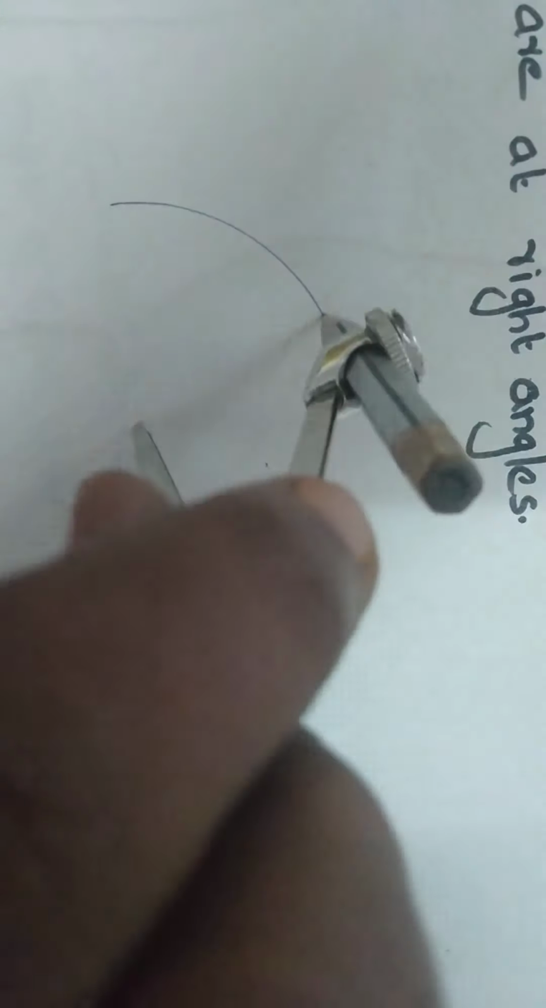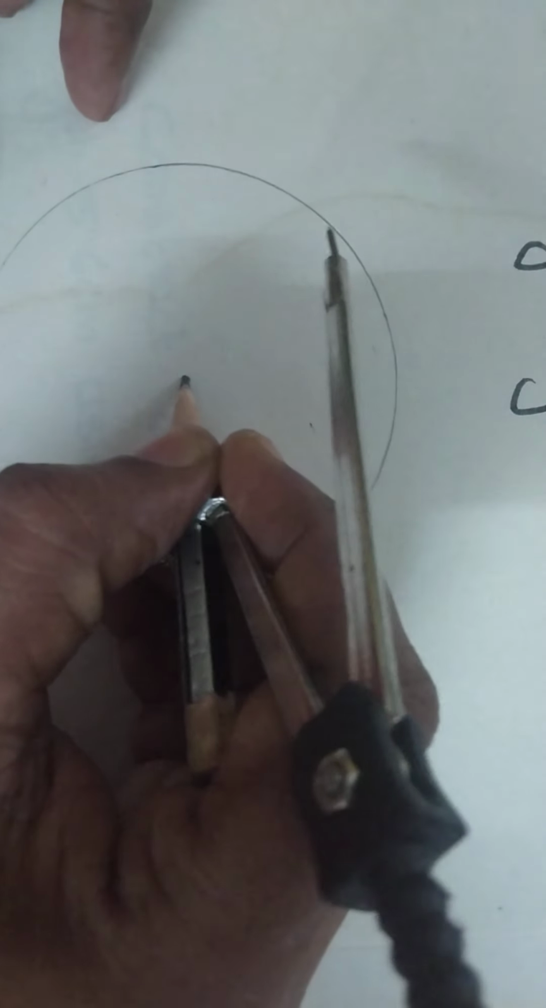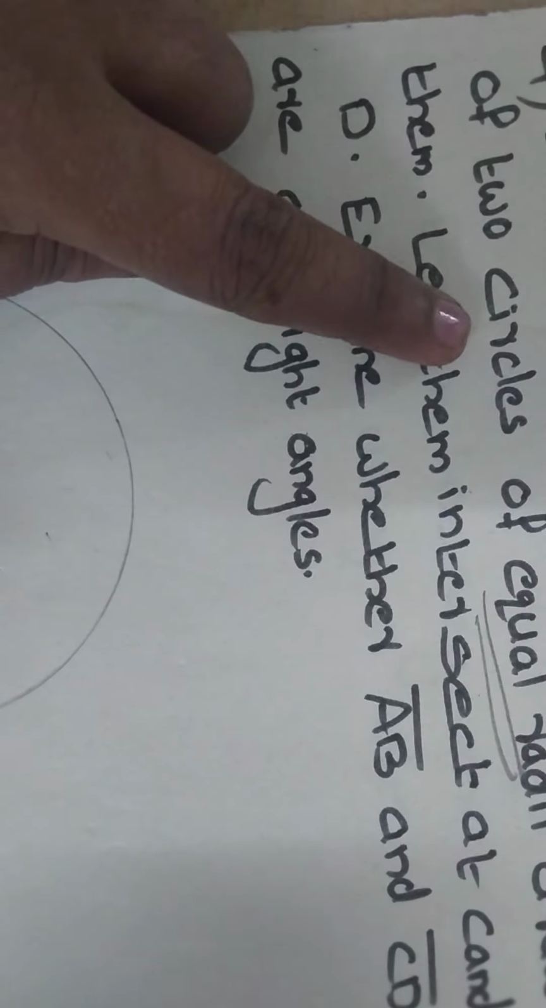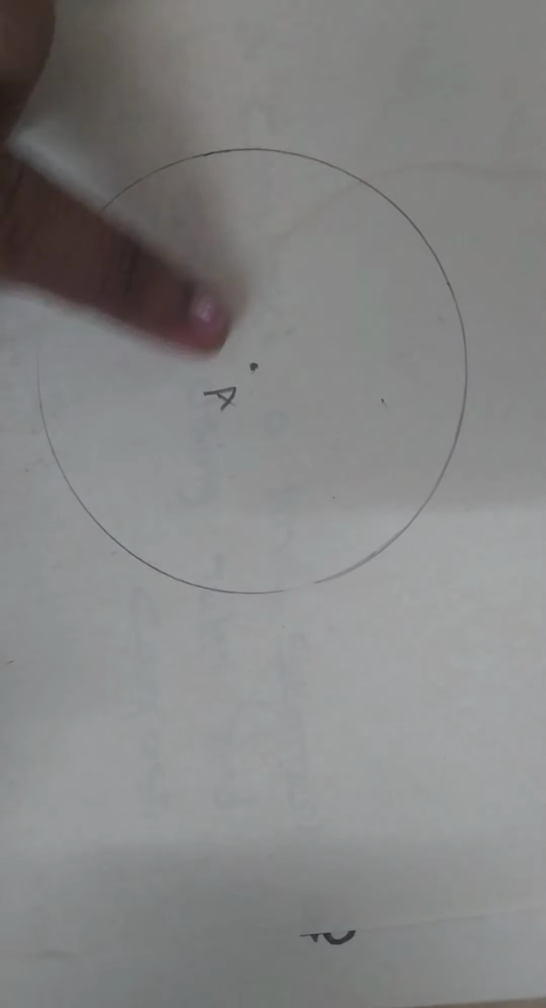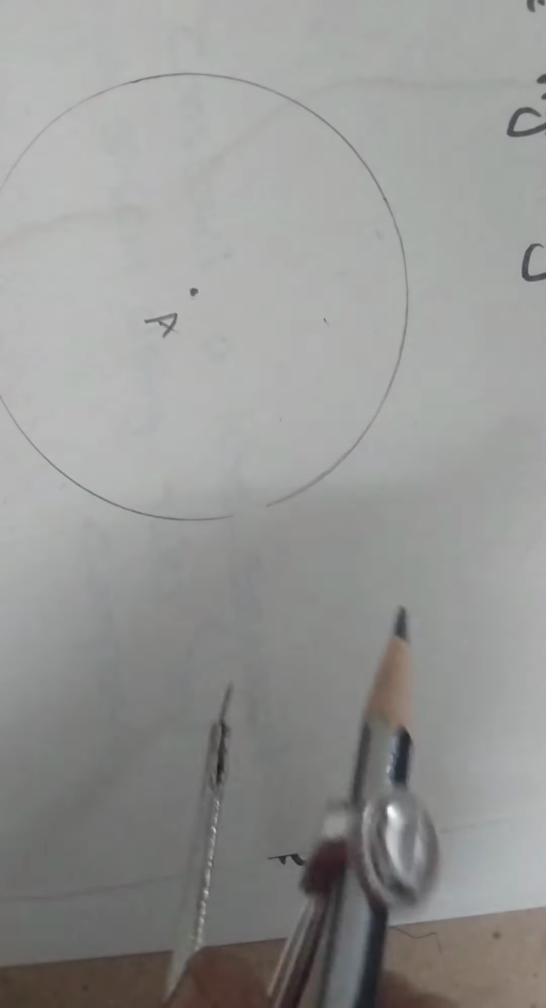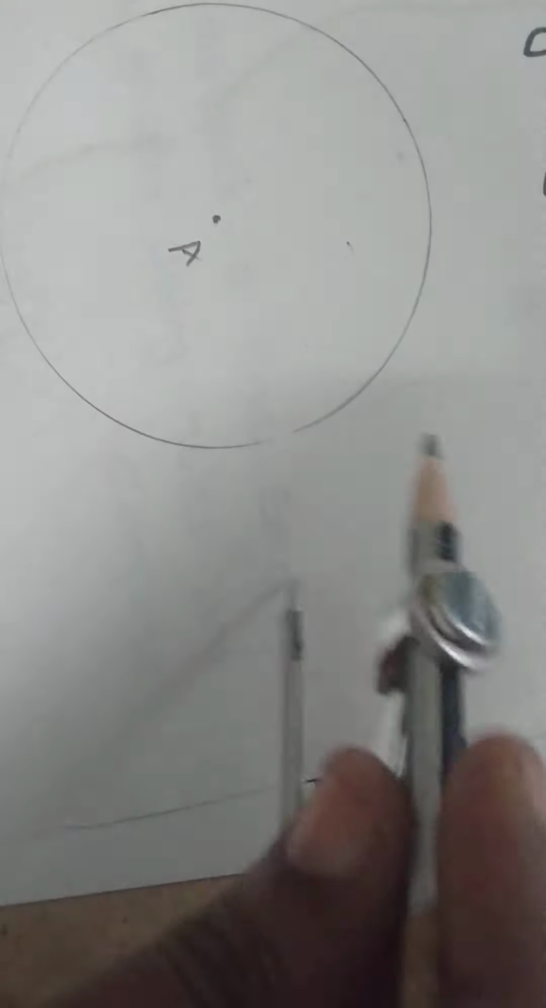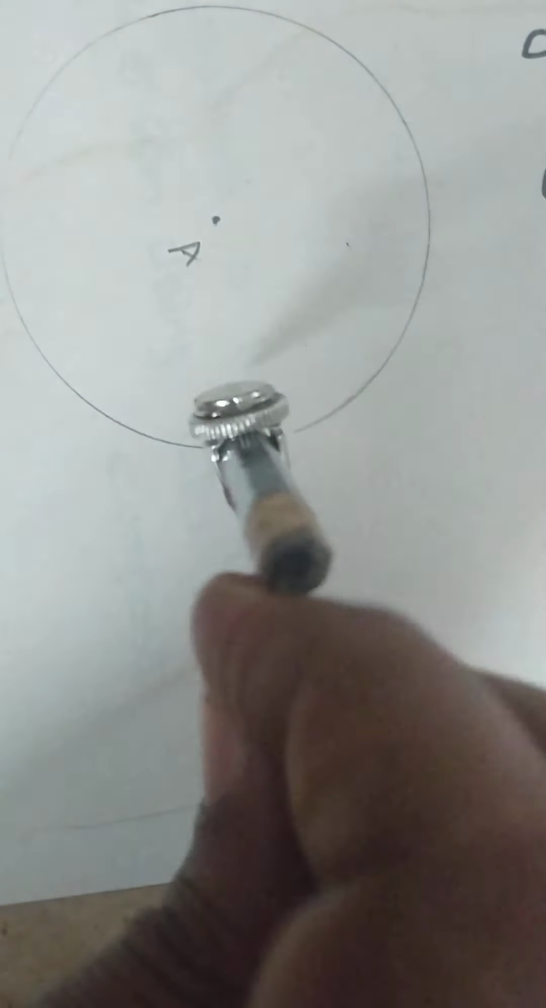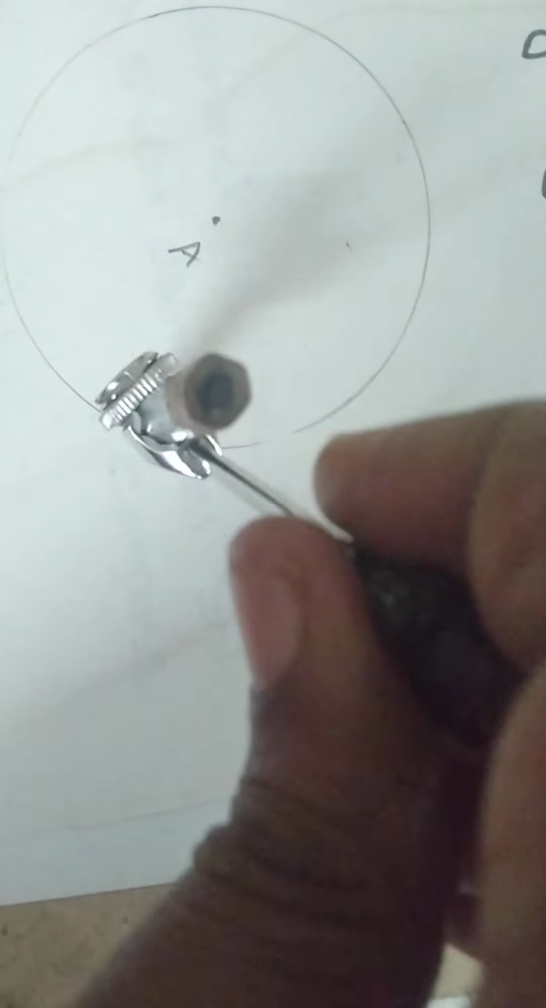Using that 4 centimeter measurement, draw the first circle. 4 centimeter circle in this way. Keep the compass sharpened and draw a 4 centimeter circle. Then in the same way, at the center part we can give the alphabet they mentioned, A and B as the centers of the circles. So the center of the first circle, mark it as A. Using the same measurement, keep B as another center and draw one more circle beside the first circle.